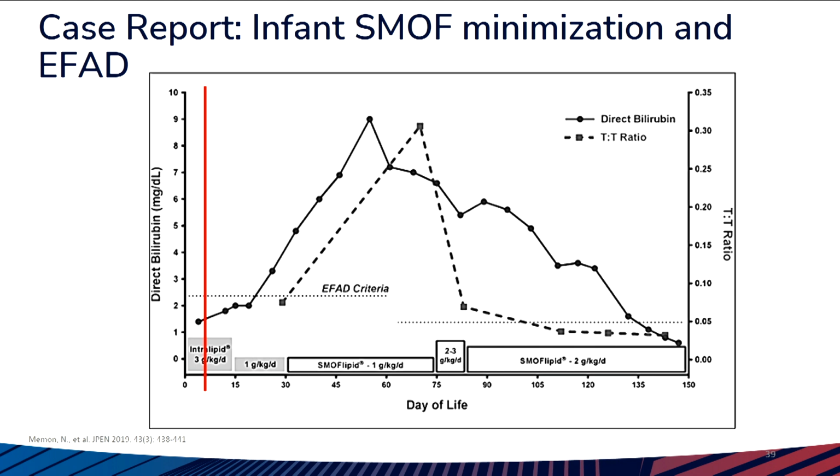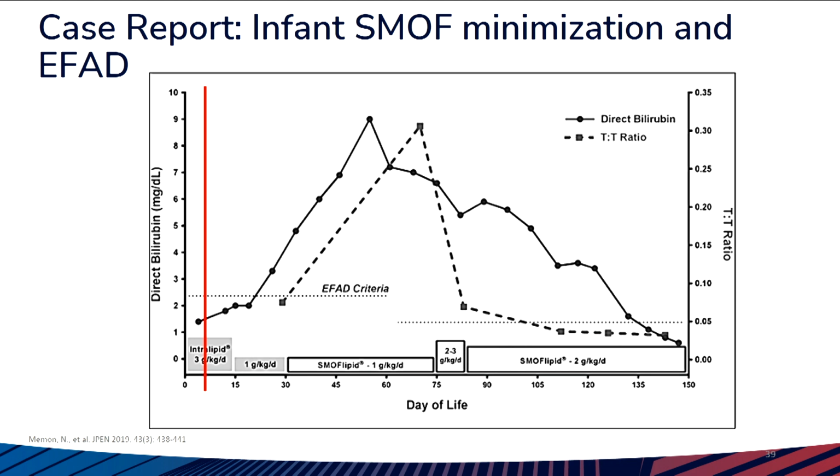So this case report, we'll switch to pediatrics for a little bit, looks at an infant on a 4-oil lipid emulsion that was minimized and developed EFAD. With this patient, you can see on this graph, they were on 100% soybean oil. They started to have their direct bilirubin increase, so they minimized the lipid and decreased the dose to 1 gram per kilo per day.